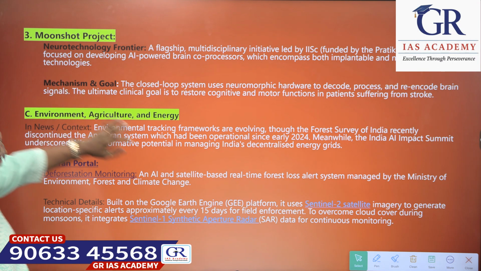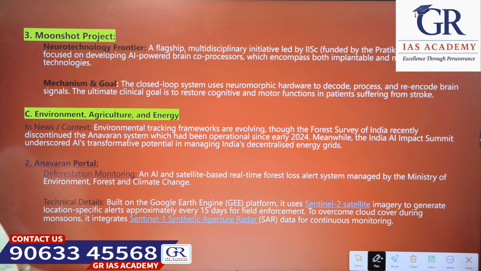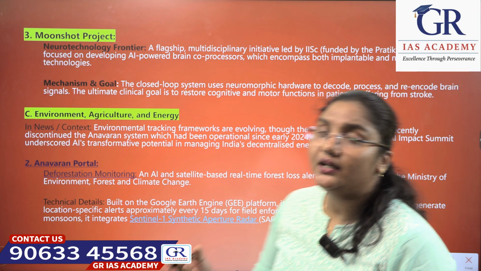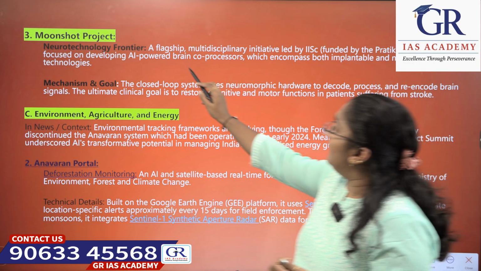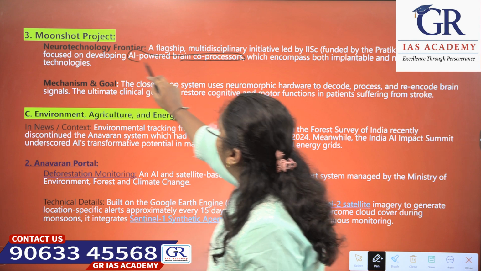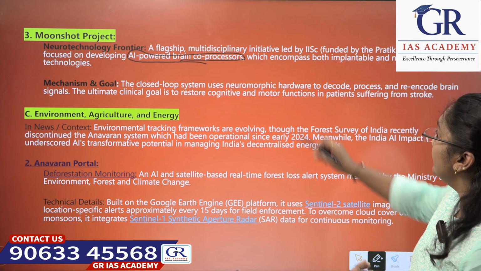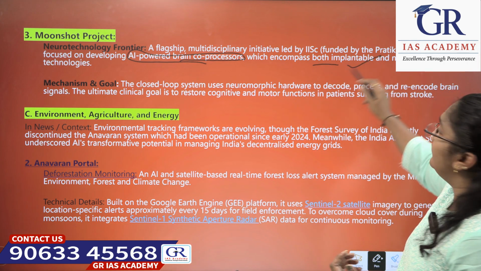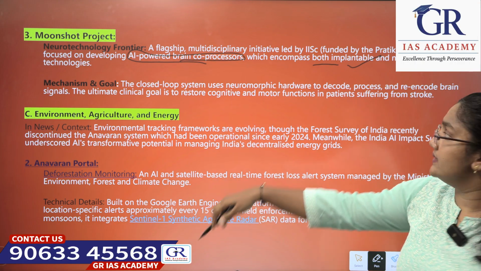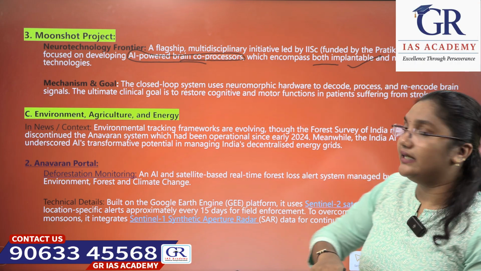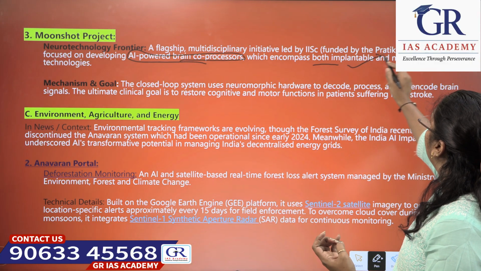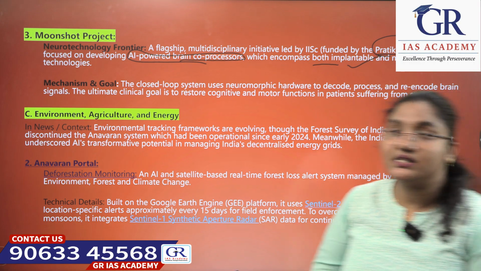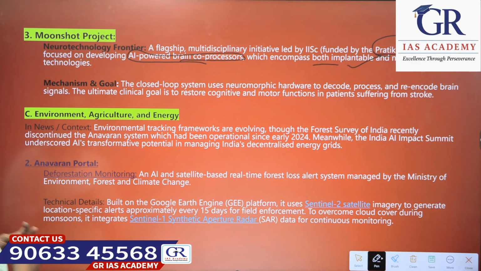The next is moonshot projects. A few moonshot projects, like the first one, Neurotechnology Frontier. Neurotechnology Frontier is a flagship program about the human brain, developing AI-powered brain co-processors which encompass both implantable and non-invasive technologies. It is a flagship multidisciplinary initiative led by IISc, Indian Institute of Science, which is funded by the Pratiksha Trust.